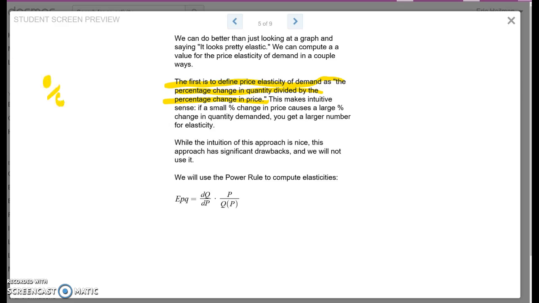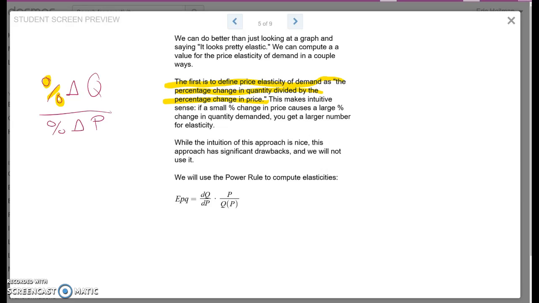So intuitively, that makes sense. If the price only changes by a little bit, but the quantity changes by a large percentage, that gives you a big number, and that's elastic demand. So intuitively, it makes sense. When you get down into the details about how to calculate it, you run into some problems.